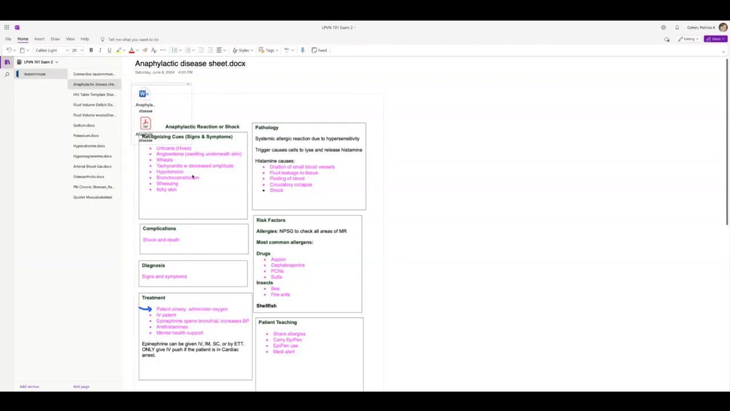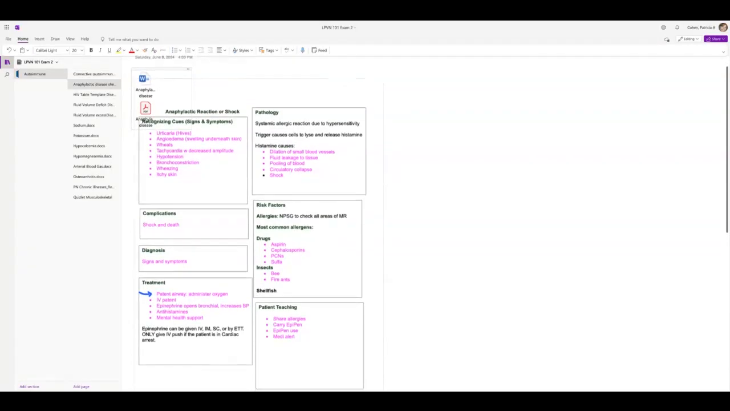They're going to have a low blood pressure, but we worry about bronchoconstriction, wheezing, and itchy skin. We don't really worry about itchy skin, but it could tip us off that something's going on, but we really worry about these vital signs and the bronchospasm and wheezing because that can lead to death.